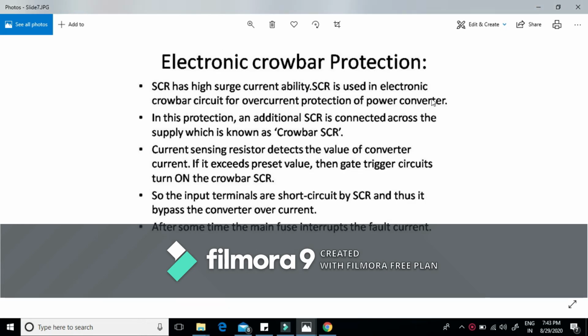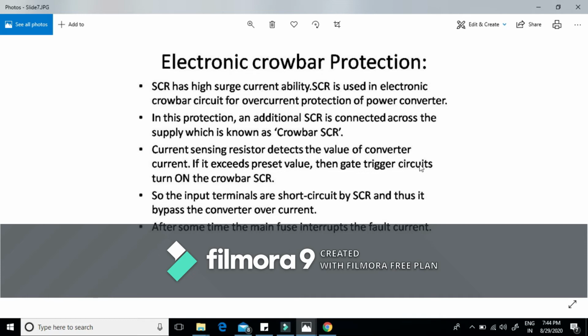Electronic crowbar protection. An electronic crowbar is an electric circuit that is used for preventing an overvoltage condition of a power supply unit from damaging the circuits attached to the power supply. It operates by putting a short circuit or low resistance path across the output voltage. Since we know that our SCR has high surge current capability, it can be used in an electronic crowbar circuit for overcurrent protection of the power converter.